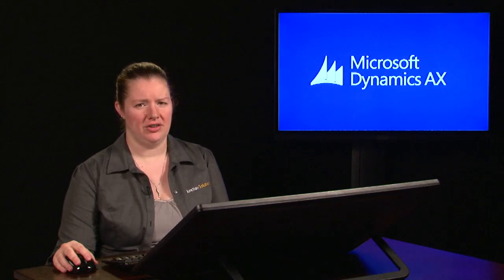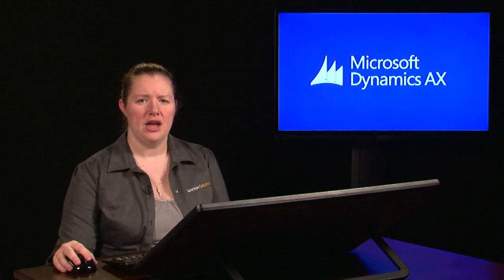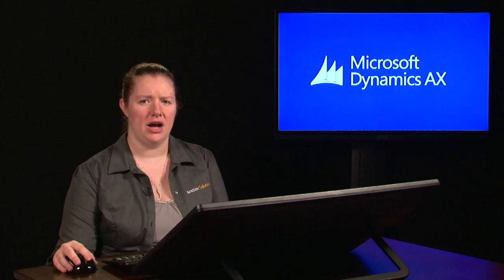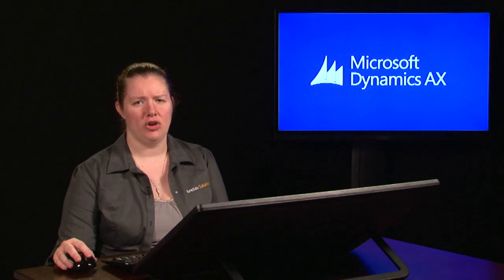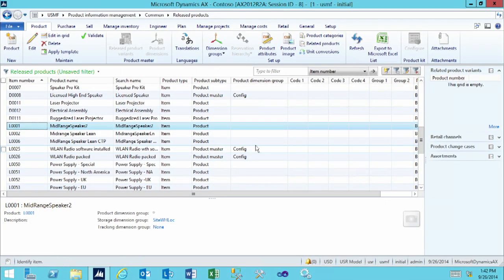A third option exists for conversion costs. This is a special costing version used for converting an item from a non-standard costing method to the standard cost costing method. Let's switch over to AX and I'll show you how to create some costing versions.